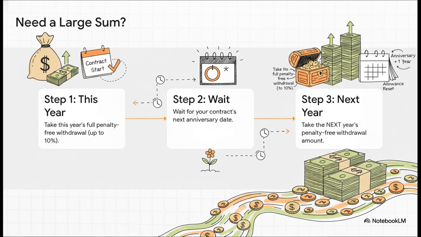Then you just wait. You wait for your contract anniversary date to roll around. The second that day passes, your 10% allowance resets, and bam, you can take out another 10%, penalty-free. By straddling 2 contract years, you can access a big sum with little to no fees.